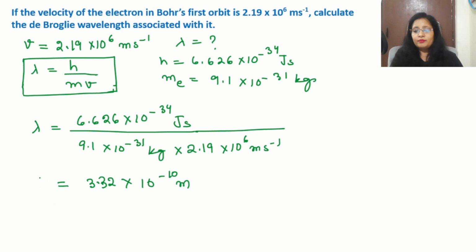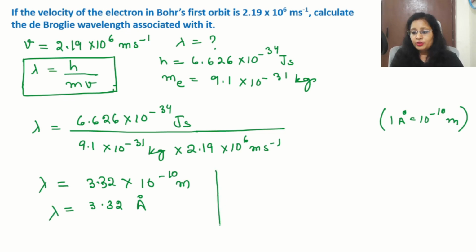This is the wavelength. In a more appropriate way, 10 to the power minus 10 meter means 1 angstrom. We knew that. I can write here 1 angstrom is equal to 10 to the power minus 10 meter. So using this, we can write here 3.32 angstrom also is the wavelength.